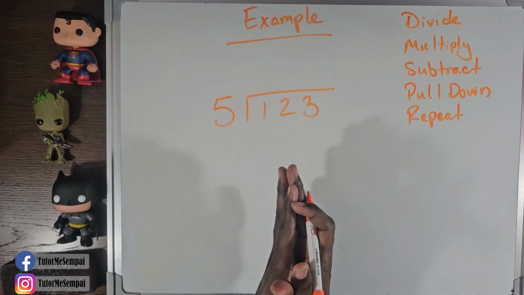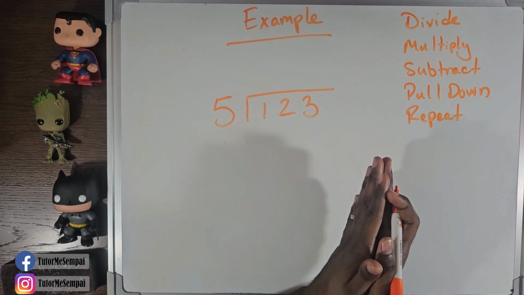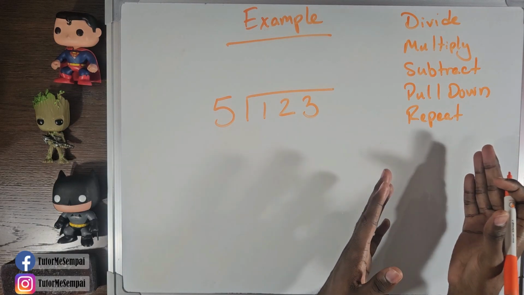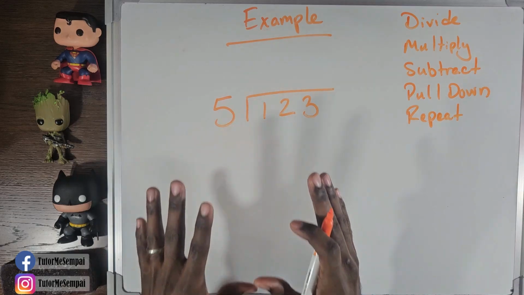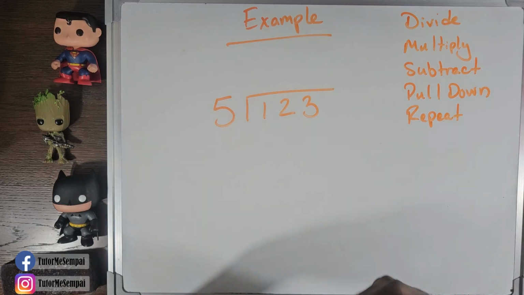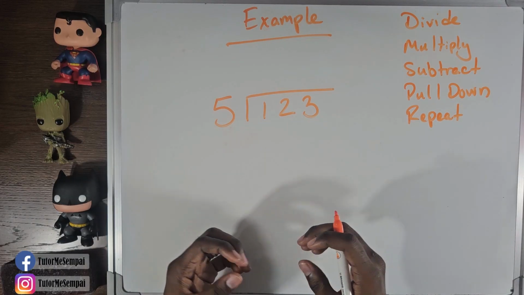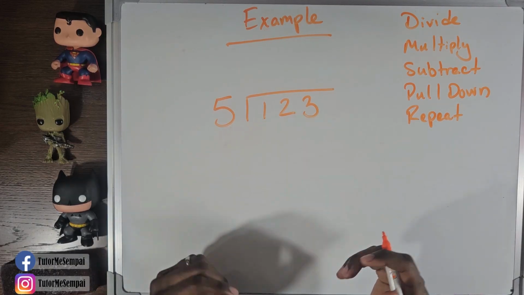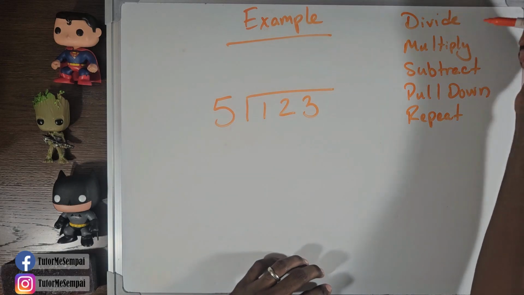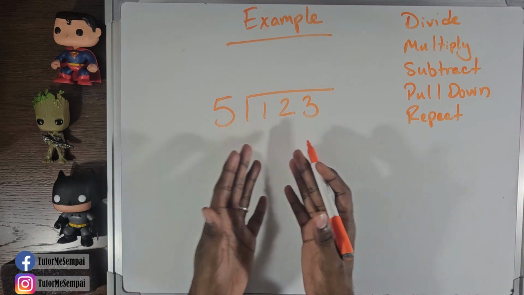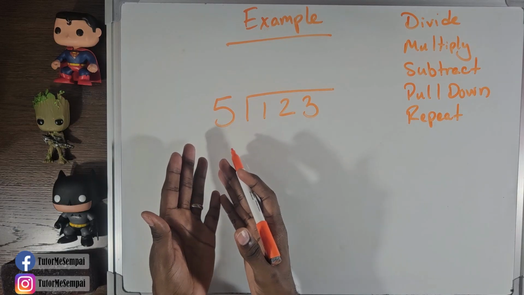So here we have 123 divided by 5. So we're going to take our steps that we just talked about and tackle this long division. Once again, knowing your multiplication table is going to be crucial here. It'll save you a lot of time and a lot of headache. So we want to start with our first step, divide. Now, obviously, we want to divide this, 123 by 5.